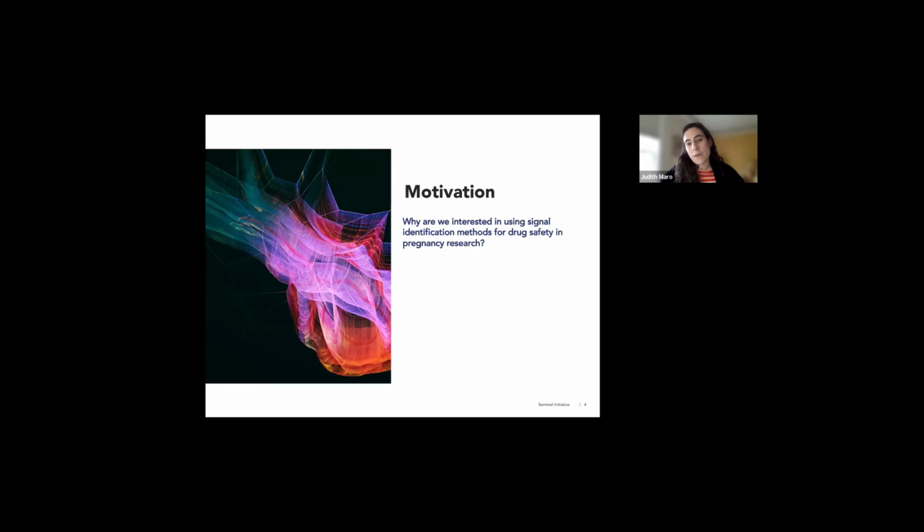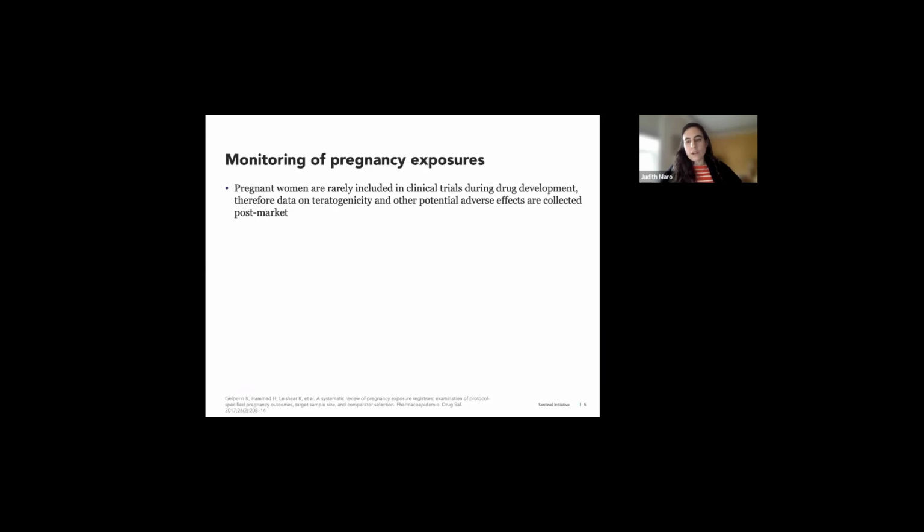And so I'm super excited to be able to present this to you today. When you think about this, you could think about it as something that, although we are doing it through the Sentinel system, could easily be ported over to CNODES, particularly because of the use of the common data model. So some things about why we might be interested at all in using signal identification methods for drug safety and pregnancy research.